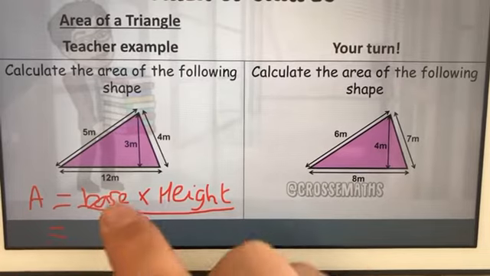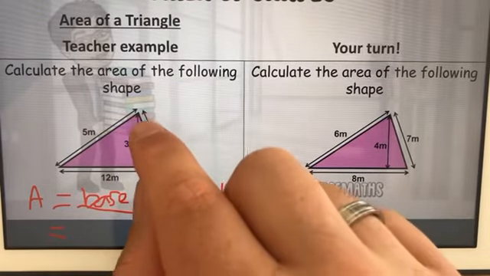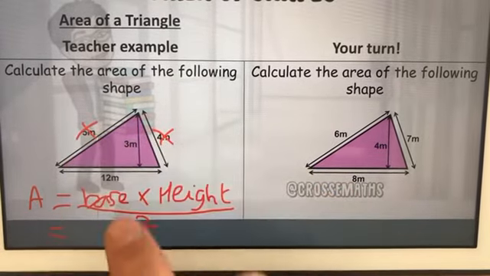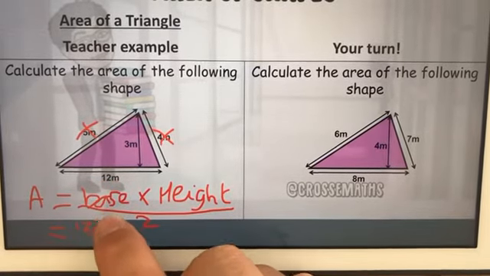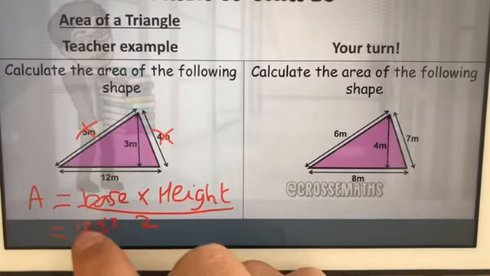So I'm going to have to do, remember, base times vertical height. We don't want these two numbers, they're just there to catch us out. Base is 12, times by height of 3, all divided by 2.